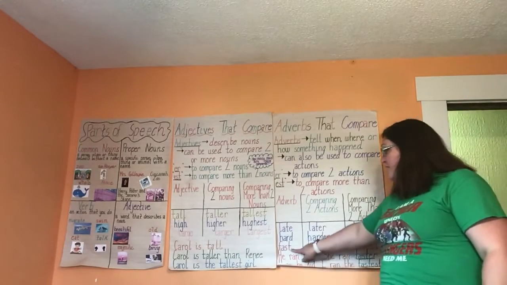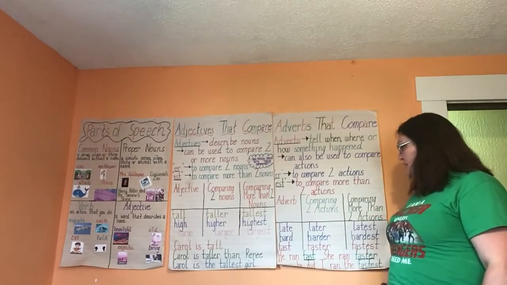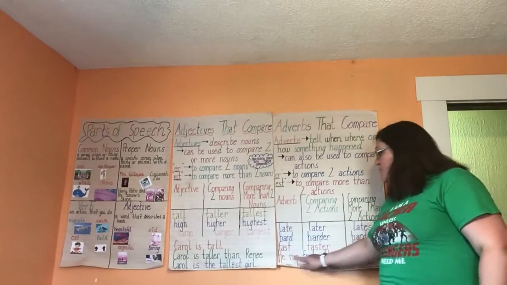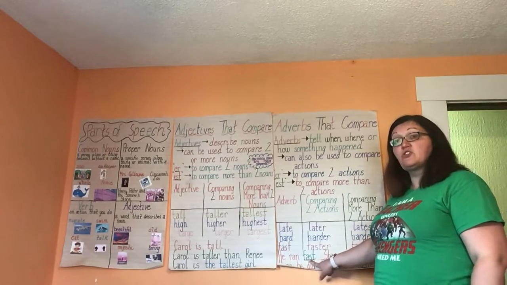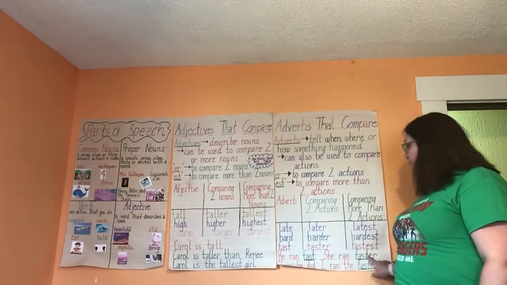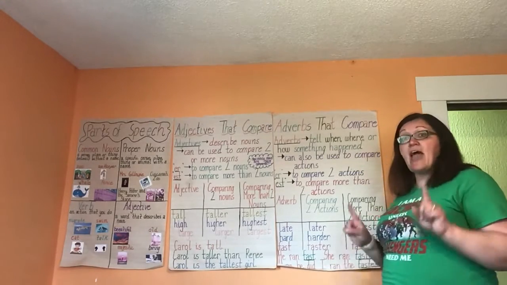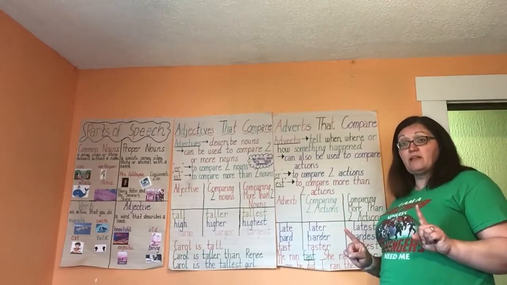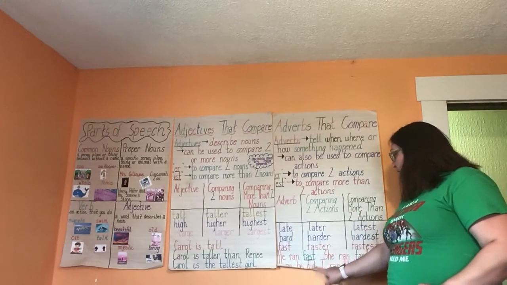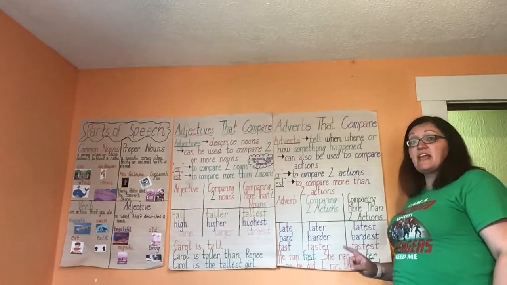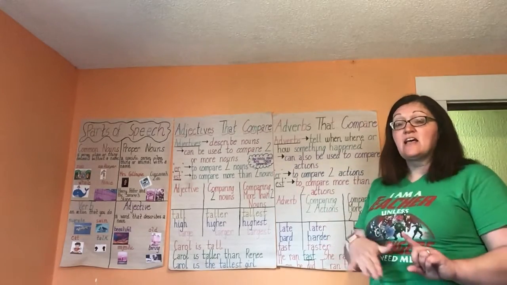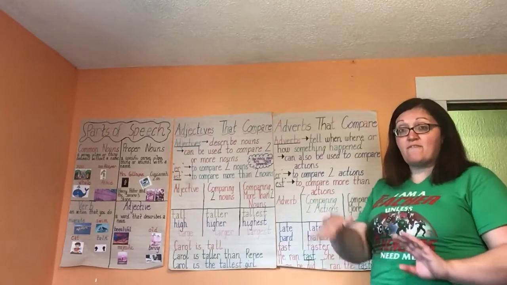Fast, faster, and fastest. Let's look at some more examples. He ran fast. It's describing how he ran. He ran fast. He did not run slow. She ran faster than he did. That's comparing actions of two different people, so two different actions. One is faster than the other. I ran the fastest. That's saying I ran faster than everyone else. We all ran fast, but I ran the fastest of everyone.